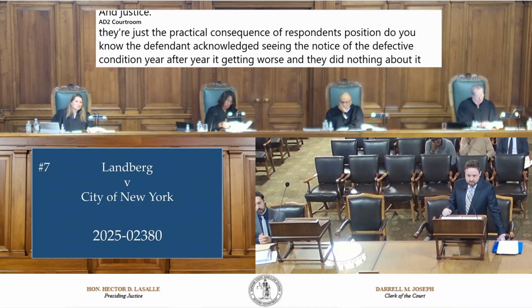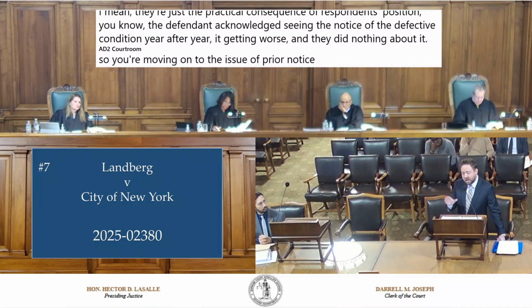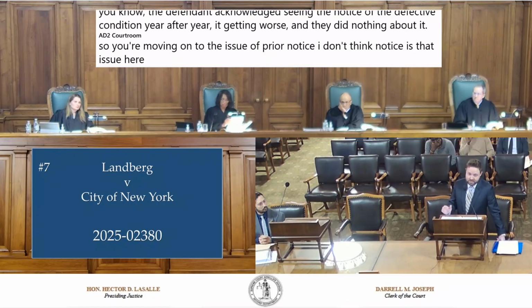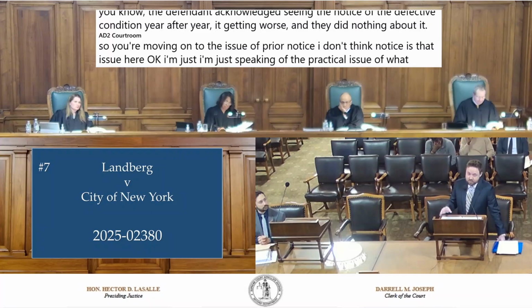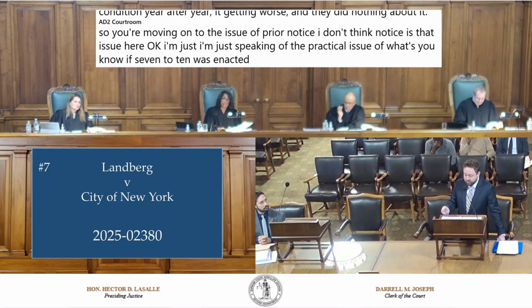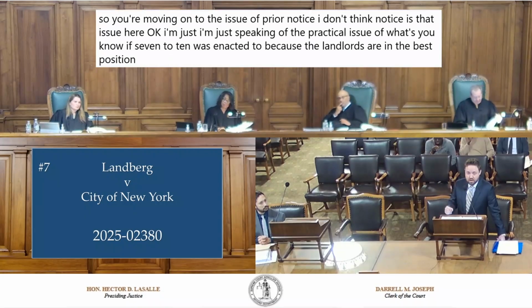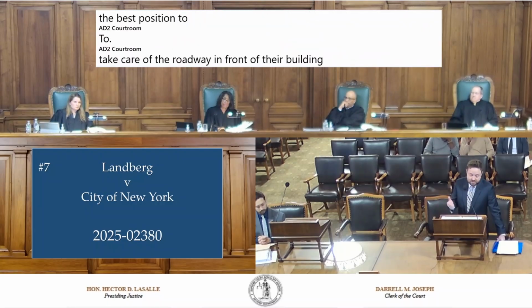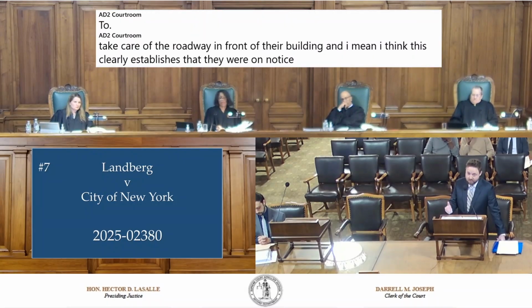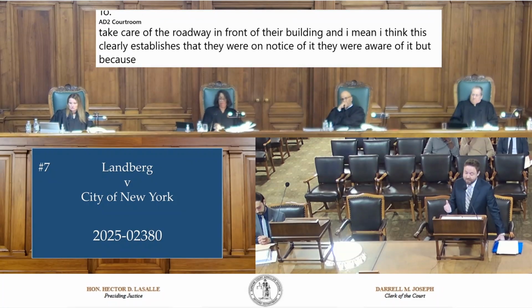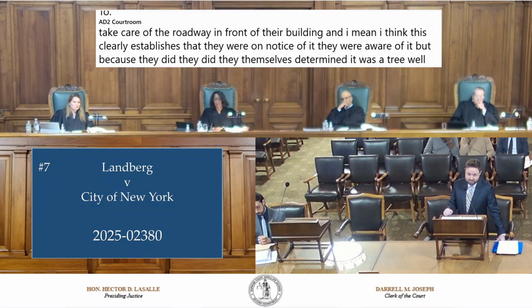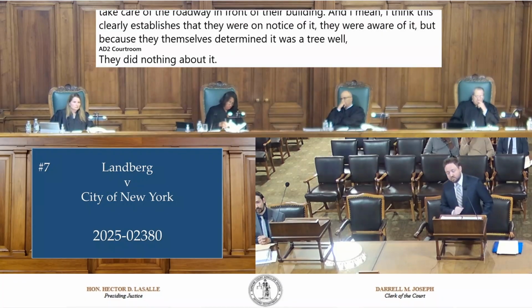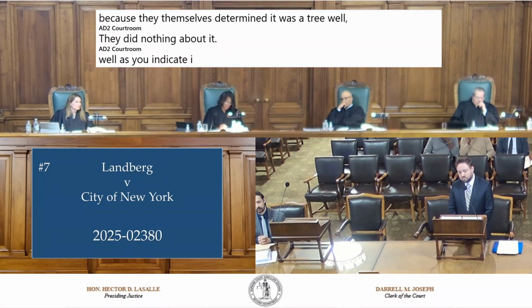So you're moving on to the issue of prior notice? I don't think notice is at issue here. Okay. I'm just speaking of the practical issue of why 7210 was enacted: because the landlords are in the best position to take care of the roadway in front of their building. And I think this clearly establishes that they were on notice of it, they were aware of it, but because they themselves determined it was a tree well, they did nothing about it. Well, as you indicate, prior written notice, you don't view that as being an issue here.